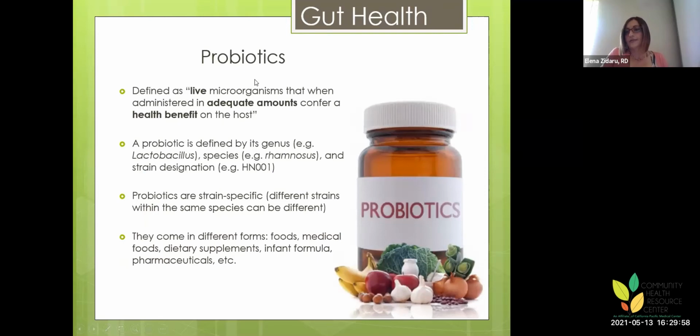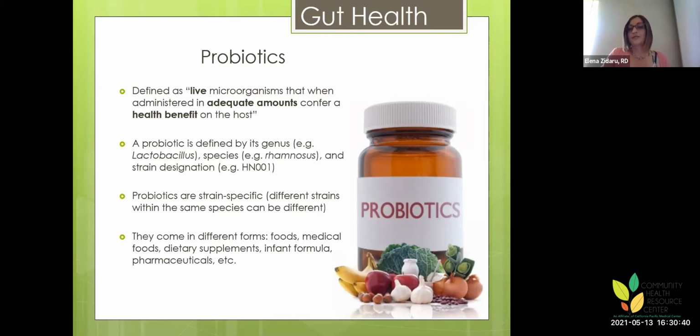As a term, probiotics are defined as live microorganisms that, when administered in adequate amounts, confer a health benefit on the host. So for something to be labeled as a probiotic, you have to have a proven health benefit. And you also need to consume that product in an adequate amount to confer that health benefit. I'll explain more when I'm talking about fermented foods why that's important.